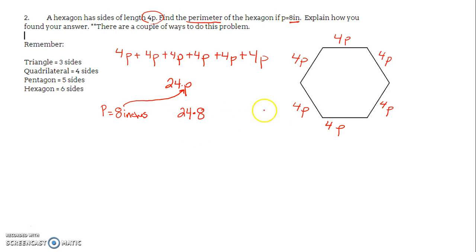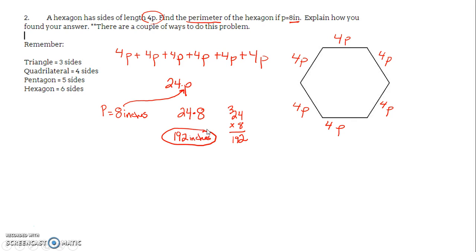24 times 8. I might need to go ahead and long multiply off to the side. 8 times 4 is 32. Put down a 2, carry a 3. 8 times 2 is 16, and 3 more is 17, 18, 19. 192. Hopefully that seems reasonable. So your perimeter for this hexagon would be 192 inches.